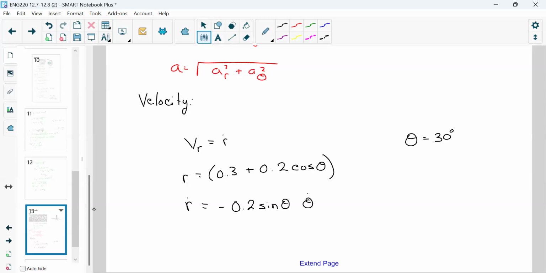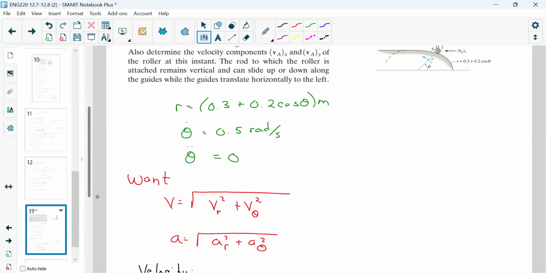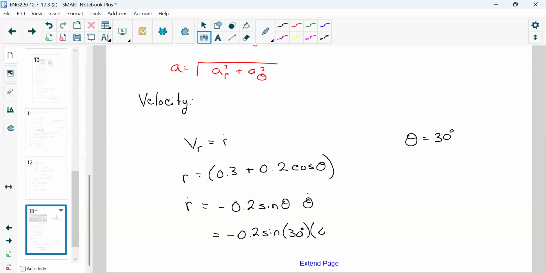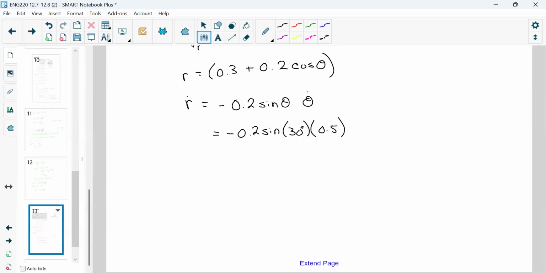So if we put in sine of 30, is that 1/2? I think it's 1/2. Sine of 30, you have calculators, check me. Yes, it is 1/2. So negative 0.2 times 1/2 times 0.5, since 0.5 is the theta dot, not the sine of 30. That gives 0.05, and that makes sense, because that's going to be 20 divided by 4.